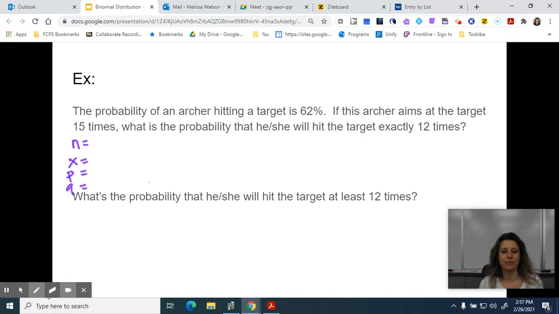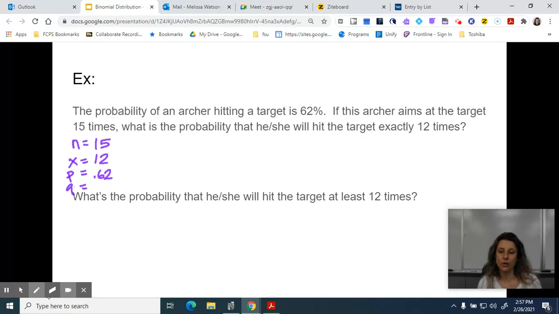Okay, so n is the fixed number of trials. And we see that that's 15 times. X is the number of successes. We want that person to hit the target 12 times. So hit is my success. The probability of hitting the target was given as 0.62, and I'd have to make sure that those are independent. So just because I hit the target the first time does not make me any more or less likely to hit the target the next time. So target shooting is independent.